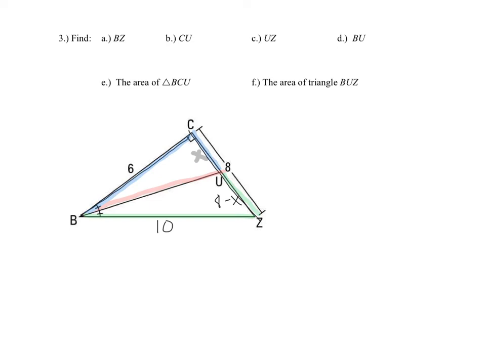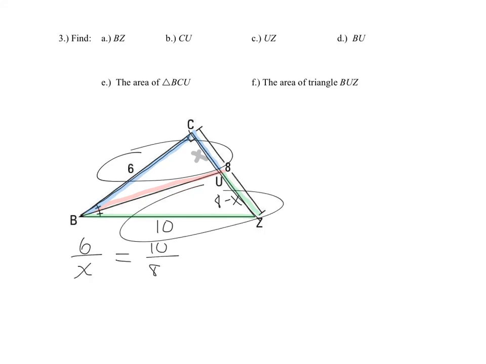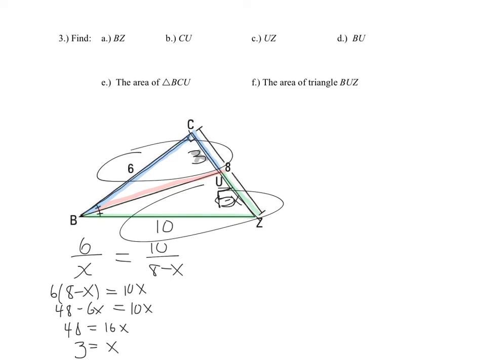Okay, so now we're going to set up a proportion that tells us that this side, so 6 over X, is the same ratio as this side, 10 over 8 minus X. Let's cross multiply. So 6 times 8 minus X equals 10x. Distribute: 48 minus 6x equals 10x. Let's get our x's all together by adding 6x to both sides. So 48 equals 16x. Divide by 16, and x is 3. So that means if this is 3, and 8 minus 3, this is going to be 5. So I'll put those in so we have that.